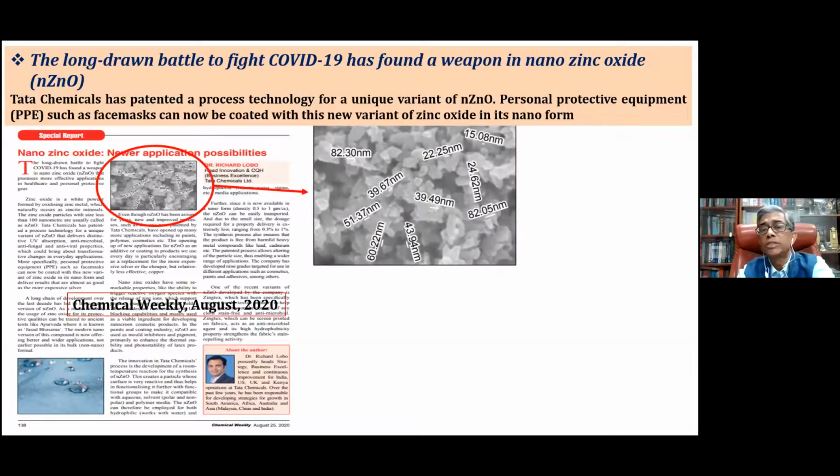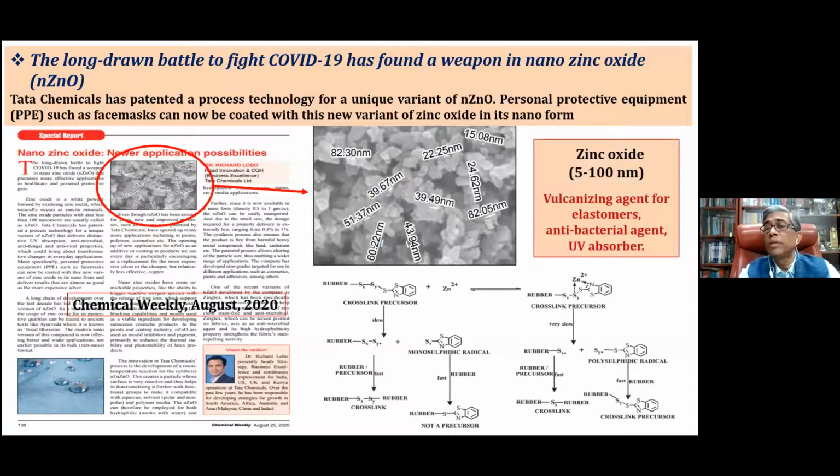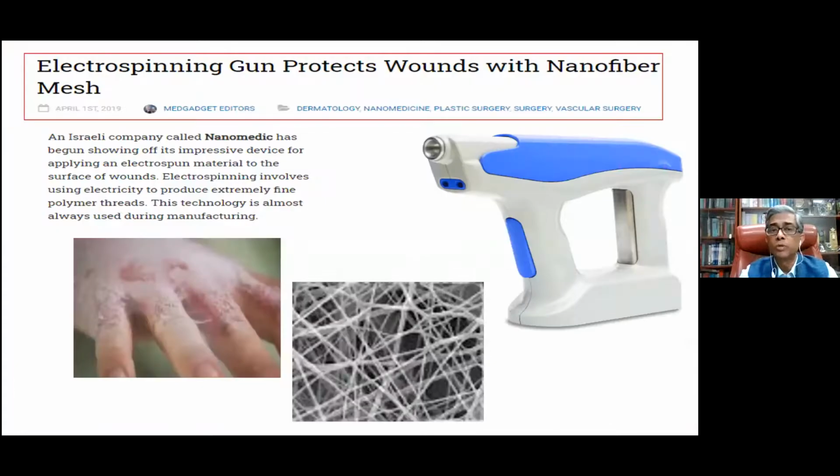You can see that each particle in this zinc oxide is in the nanometer range, within the 100 nanometer range, which has come in August 2020. And this zinc oxide can also be further used as a vulcanizing agent of the elastomer, antimicrobial, and UV absorber. And you can see the cross-linking reaction that can happen with the rubber and other materials, and also it can be used for this purpose.